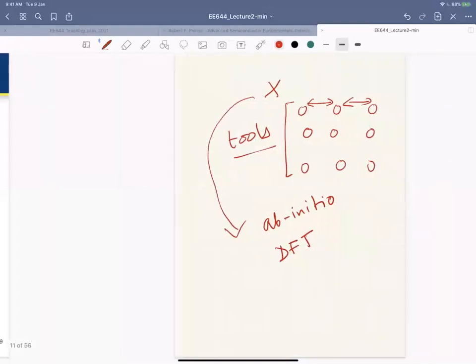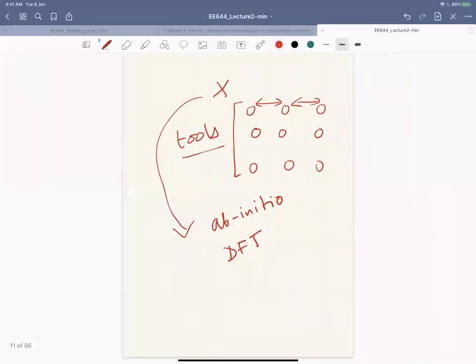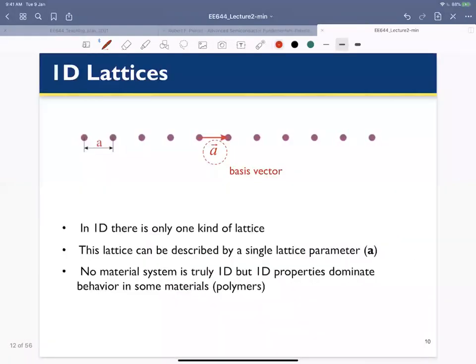So the crystal structure is very important, because it determines the material properties of the semiconductor, and you are interested in material properties because you want to use those semiconductors to build your device, your transistor. Okay, so coming back to the type of lattice.